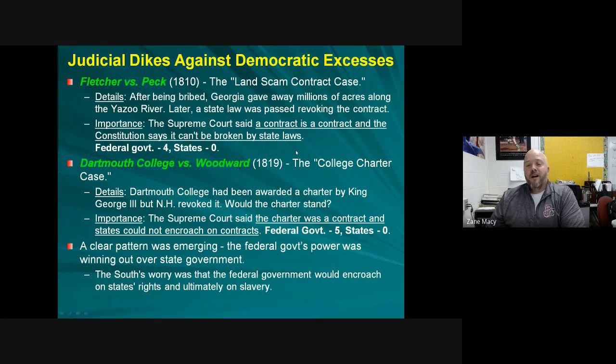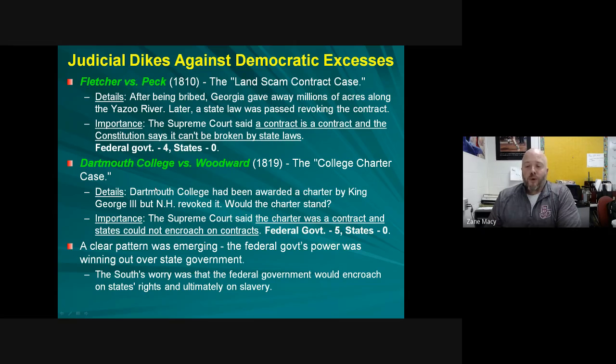Right here, there's a contract, and a law ends up being passed that revokes a previous contract in the state of Georgia. The Supreme Court, it was appealed at the federal level. The Supreme Court steps in and says a contract is a legally binding document. The Constitution says it cannot be broken by state laws. It's another win for federalism.